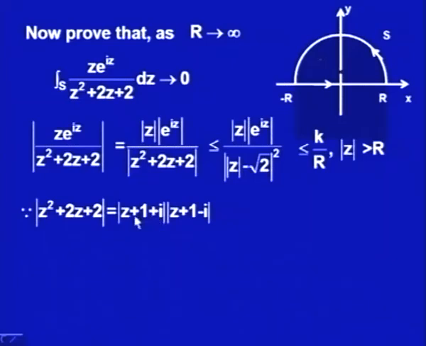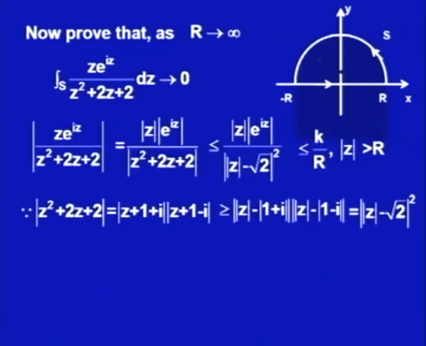Now, here I would take z as x and 1 + i as y. We do know mod of x + y is greater than or equal to mod of x minus mod of y. So by that we would get mod of z minus mod of 1 + i, then mod of z minus mod of 1 - i. Mod of 1 + i is √2, and mod of 1 - i is also √2. Thus, this would be larger than or equal to (absolute value of z minus √2) whole square. This is what we have written over here. So, thus we have got what we wanted.